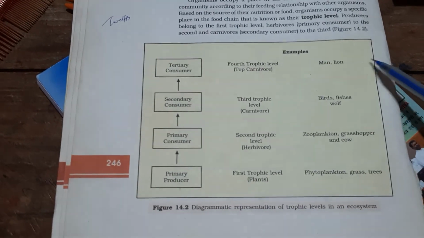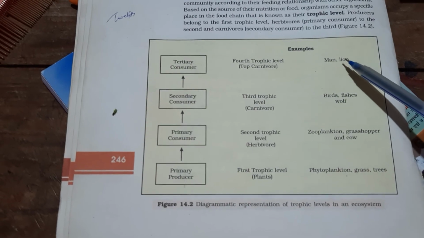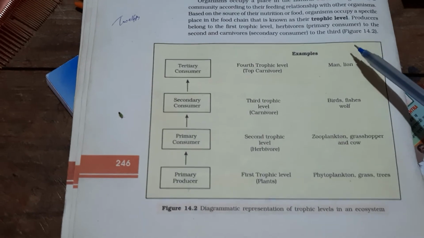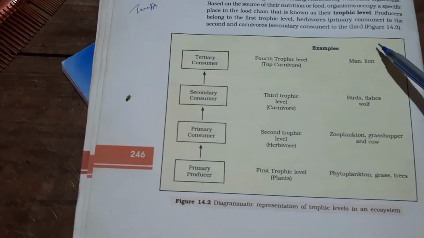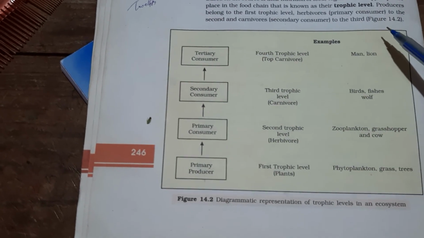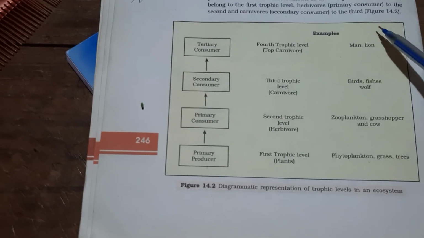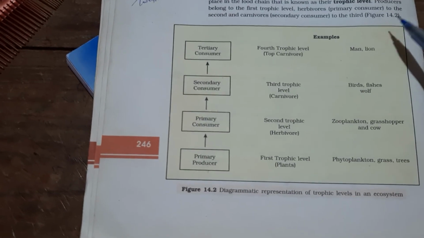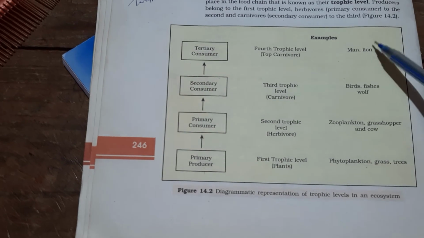After that, when the lifespan of men and lions is completed, they die naturally. Dead organic decaying matter, detritus, is decomposed by detritus organisms, including bacteria. These bacteria are decomposers, or detritivores, which decompose the decaying matter.